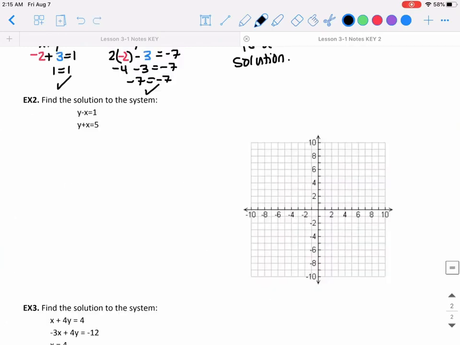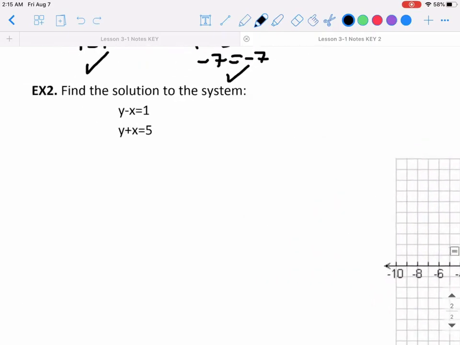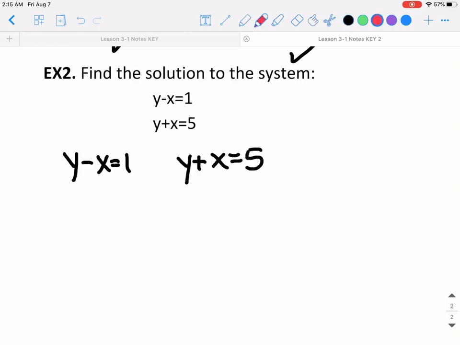to that system. For example 2, the first thing that I want to do is rewrite my equations in slope-intercept form so they're easy to graph, because I want to graph the two equations. So what I'm going to do for this equation here is I'm going to add x on both sides, and I'm going to get y is equal to x plus 1.